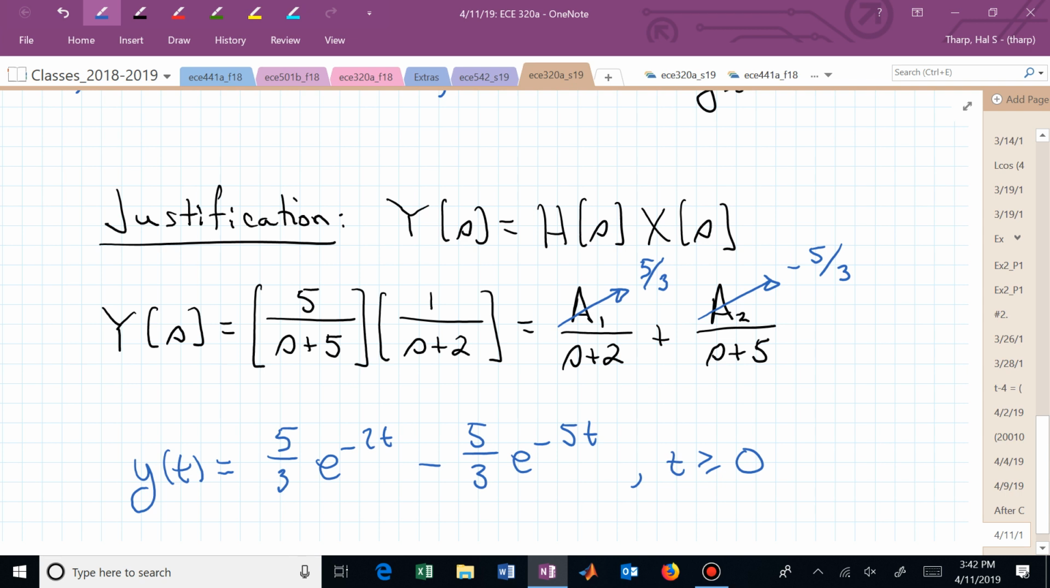Or which mode lasts the longest? In this exponential form, I hope it's clear that e to the minus 2t lasts longer than e to the minus 5t. The time constant for this first mode, e to the minus 2t, is what?